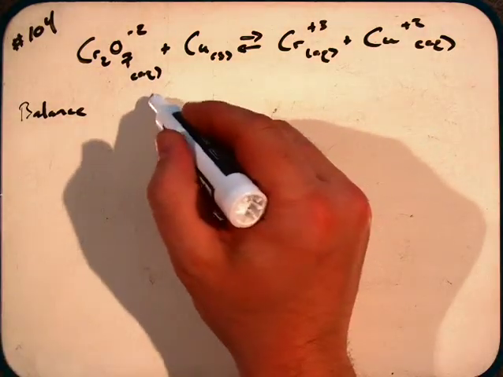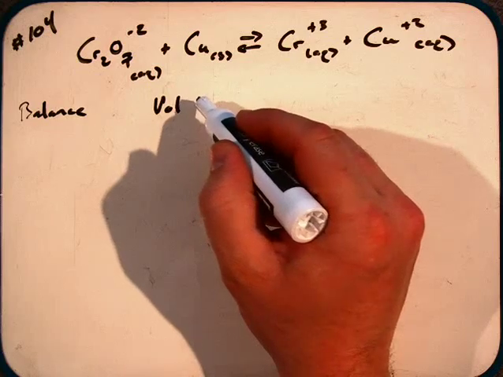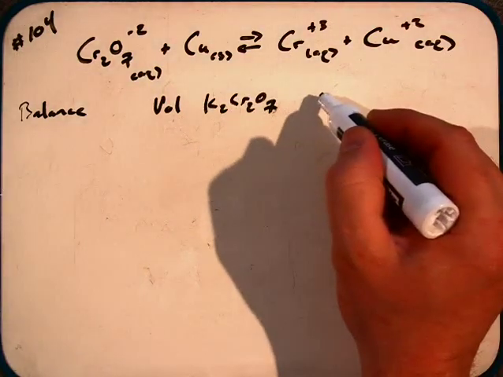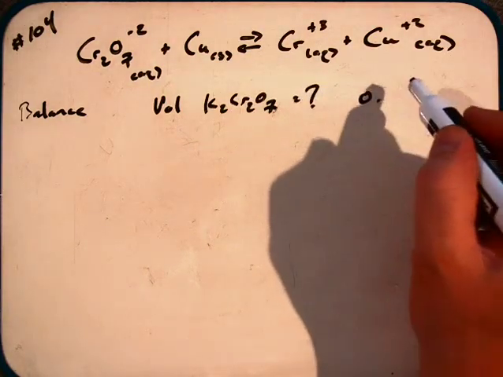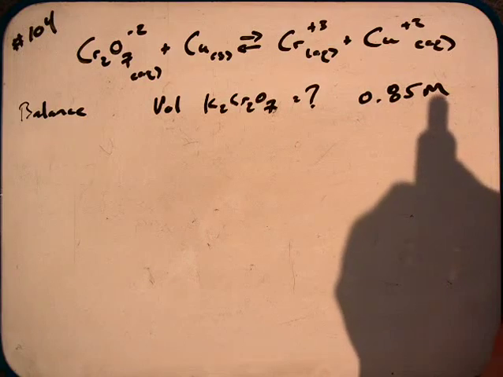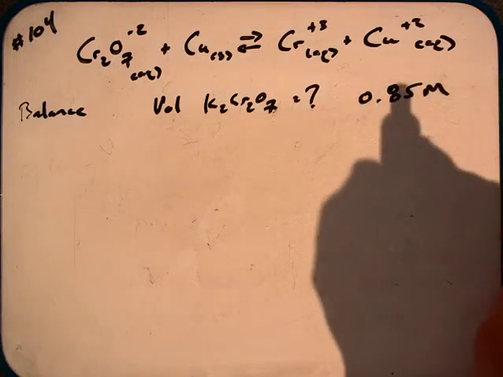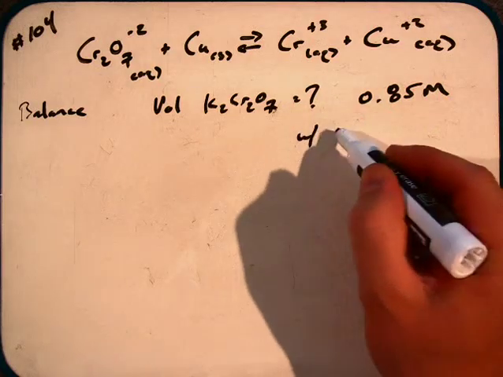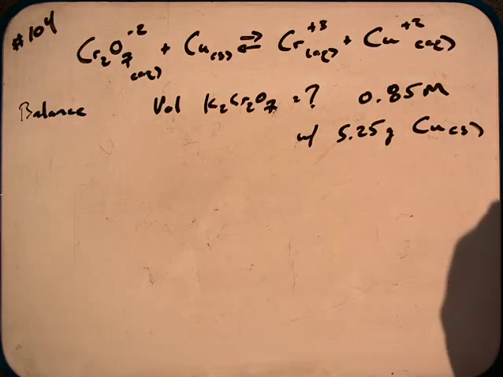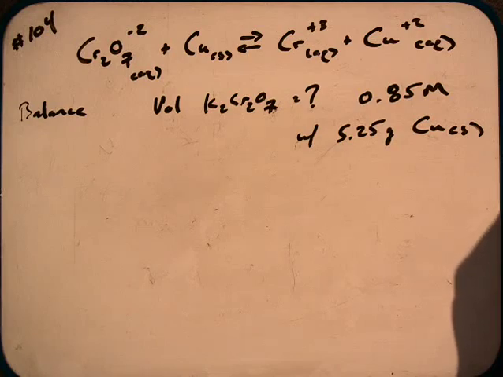And the second question is asking us what volume of potassium dichromate that is 0.85 molar in potassium dichromate will completely react with 5.25 grams of solid copper. So this is basically just a stoichiometry question, but we're doing that in terms of concentration, and we also got moles in there too.